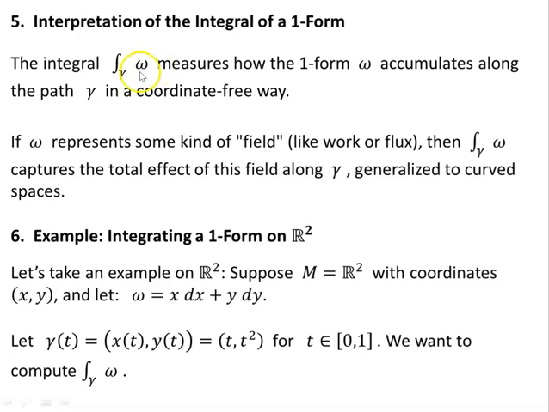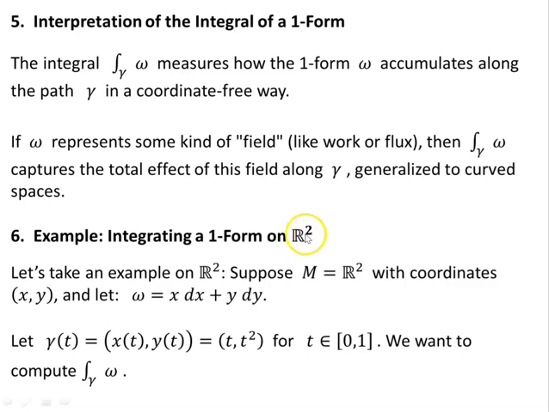So the integral of omega along gamma measures how the one form omega accumulates along the path gamma in a coordinate-free way. If omega represents some kind of field, like work or flux, then the integral of omega along gamma captures the total effect of this field along gamma, generalized to curved spaces. I've been showing curved spaces here, but it's also just as valid in non-curved spaces, in Euclidean spaces. It's the same process. So let's have a little example now.